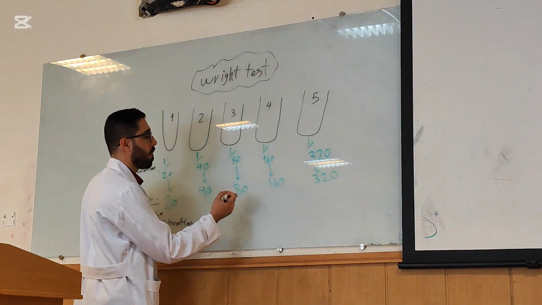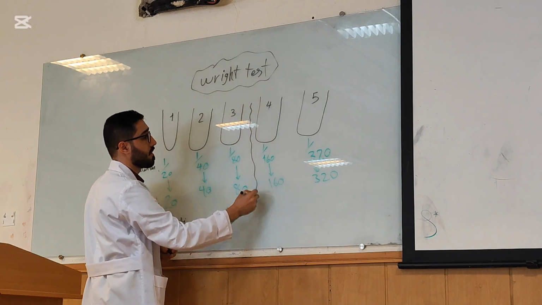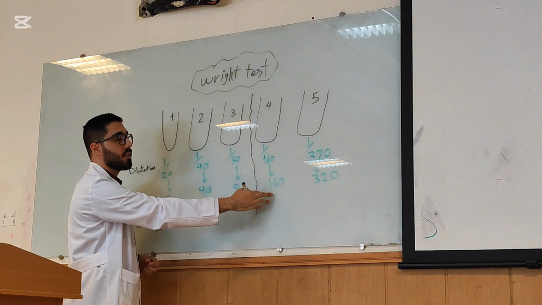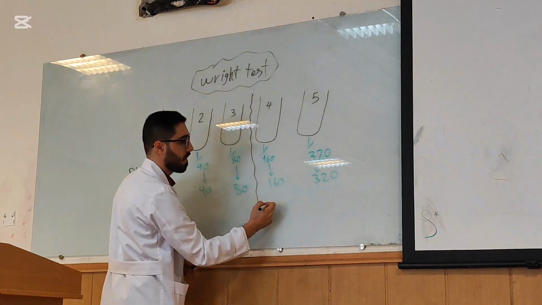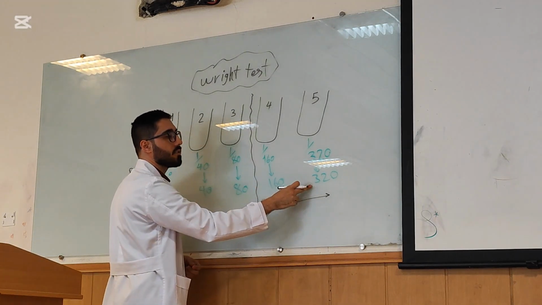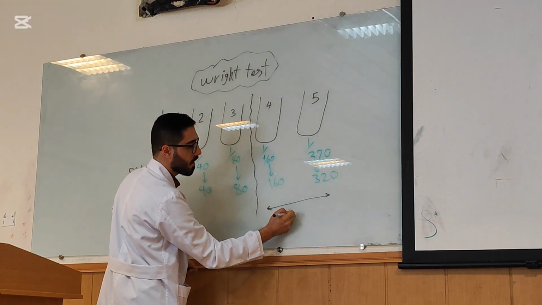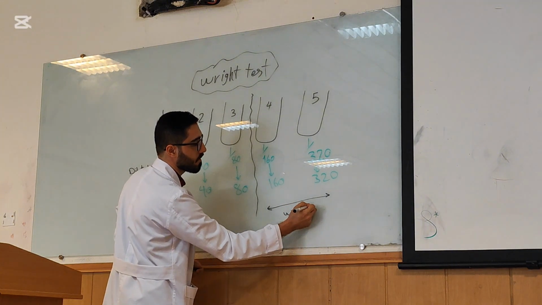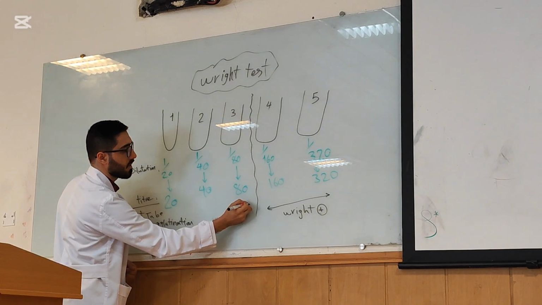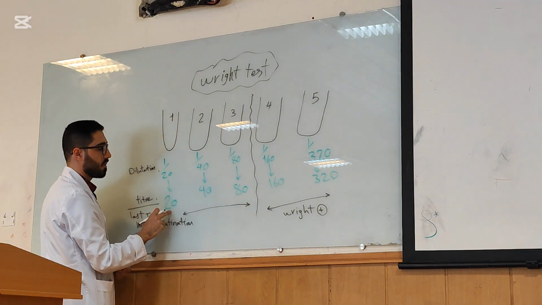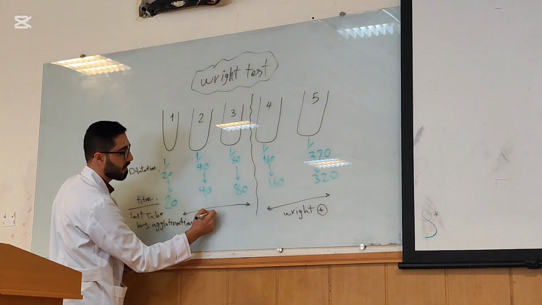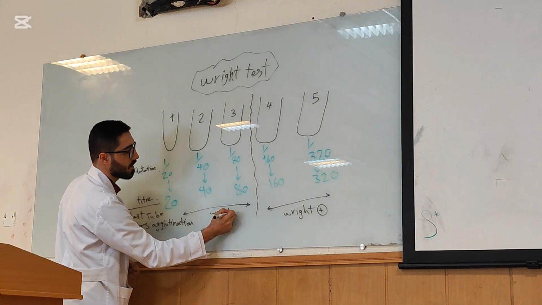This is your borderline. 160 titer is your border. 160 and 320 means the test is positive, and these three titers, 20, 40, and 80, mean the test is negative.